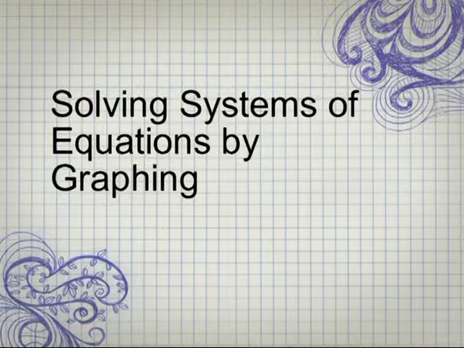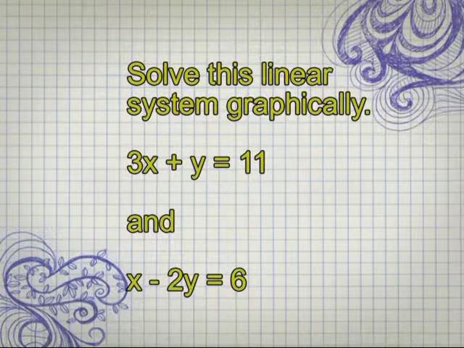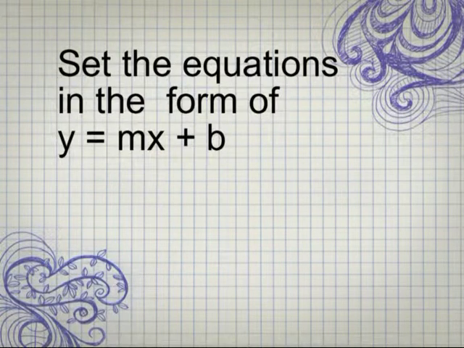To show you how to solve systems of equations by graphing, here's an example of one. I'm going to give you 3x plus y is equal to 11, and x minus 2y is equal to 6. I'm going to show you how to set up the equations in the form y equals mx plus b, make a table of values, and plot the two lines and see where they intersect, and that will be our solution.